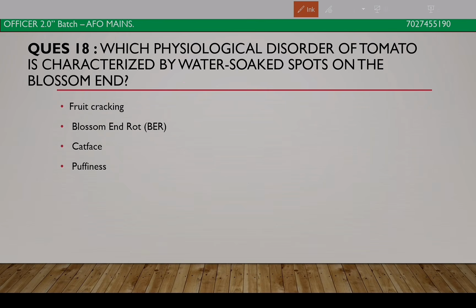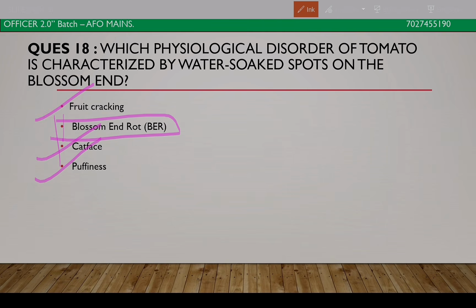Now the next question is, which physiological disorder of tomato is characterized by water-soaked spots on the blossom end? The answer will be blossom end rot. Okay. And there are other several disorders like fruit cracking, cat face, puffiness, which occur in tomato.